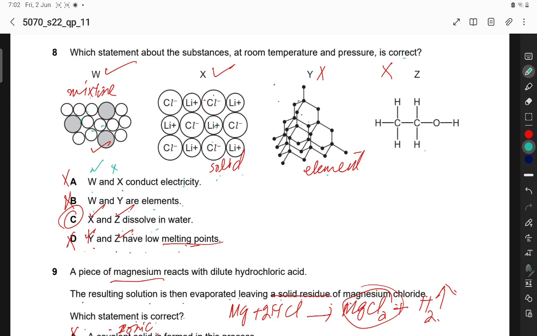X and Z dissolve in water. X is an ionic compound, it dissolves in water. Alcohol is also soluble in water, so X and Z is correct.